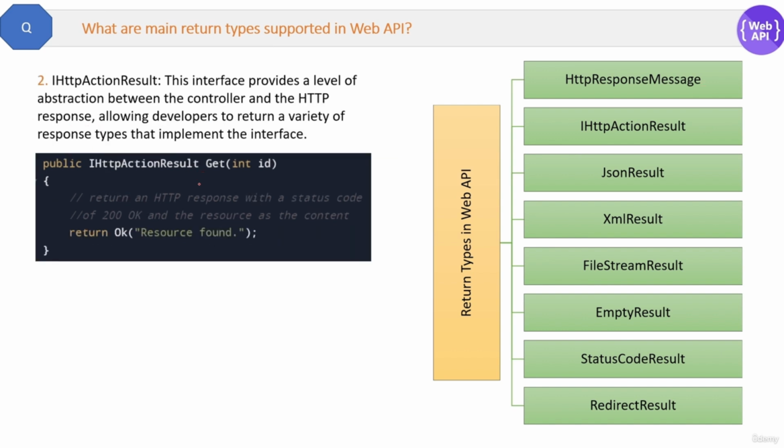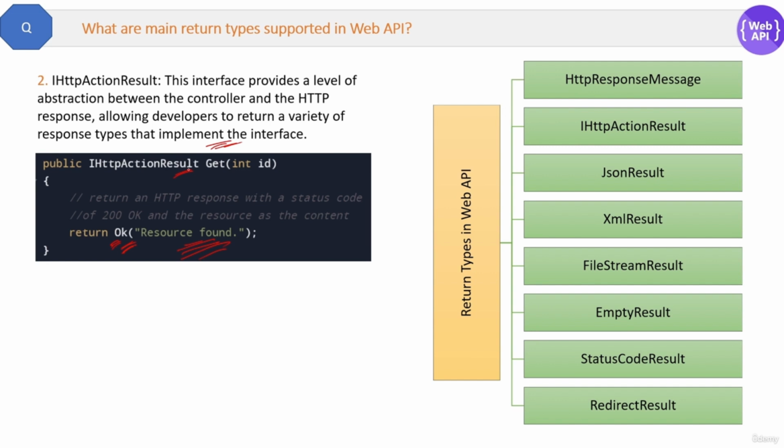Another popular and the latest return type is IHttpActionResult. This is an interface, and this interface provides a level of abstraction between the controller and the HTTP response, allowing developers to return a variety of response types that implement the interface. So basically you can say that this is like a wrapper over HttpResponseMessage. It can do all the things which the HttpResponseMessage class can do, and that too with fewer lines of code. See the code, in only one line it is returning the HTTP status, which is OK, and also the response content. Isn't it impressive, right?